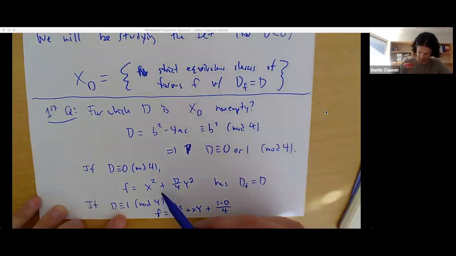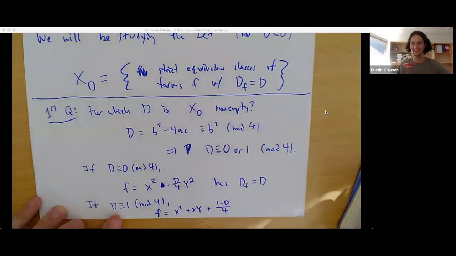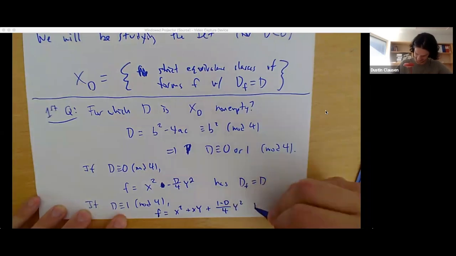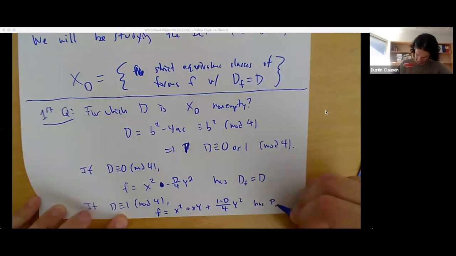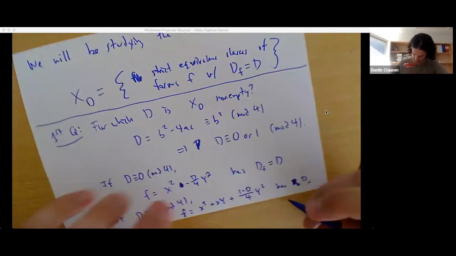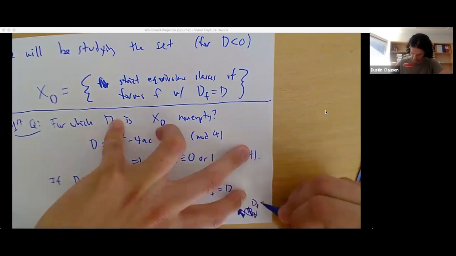I didn't remember D was negative. That's better. Plus (1 minus D over 4) y squared has discriminant D. Sorry guys, my pen is failing me here. Has discriminant D.